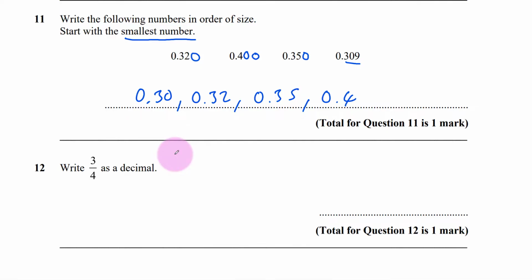Write 3/4 as a decimal. If you've forgotten, you really should automatically know that's 0.75. But if you're not sure, go to the bus stop. 4 goes into 3 is 0. Let's add some zeros here. Remainder 3. How many 4s go into 30? 7, which makes 28. Remainder 2. 4 goes into 20 five times. So you can always work that out if you forget.